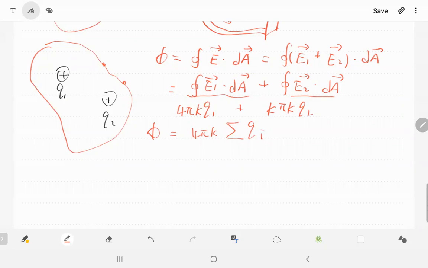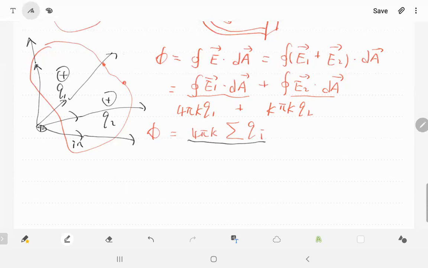Then if we have a charge outside of the surface, do we need to include this charge inside this formulation? No, because this charge doesn't contribute to the flux, because the electric field will generate in this way. All the electric field goes in, and this electric field will go out. So how much goes in?